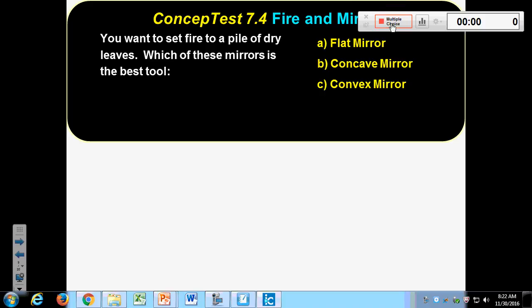You want to set a pile of dry leaves on fire? Which of these mirrors is the best tool? Or you want to burn an ant? You ever do that? Burn an ant? No. Which of these is best to do this? A flat mirror, a concave mirror, or a convex mirror?